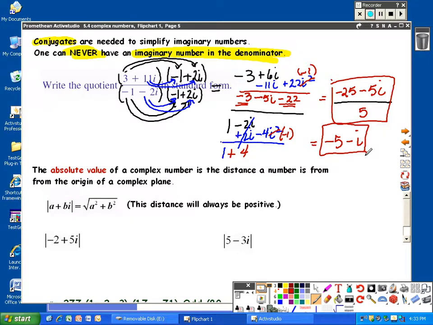And one last thing is finding the absolute value of a complex number. The absolute value of a complex number means we're going to find the distance a number is from 0, 0, the origin. So if we're finding the distance, the way you do it is you would take the real part, a squared, plus just the coefficient of the imaginary part, b squared, and square root it.